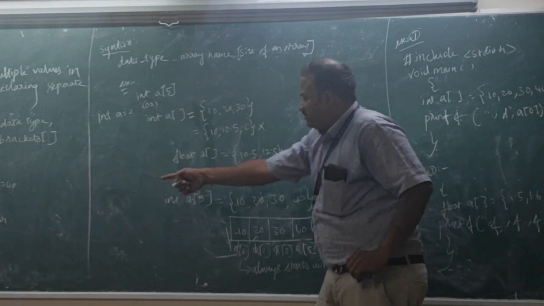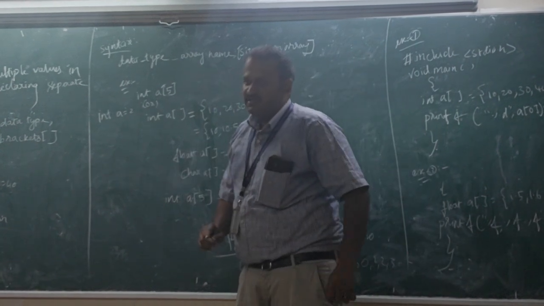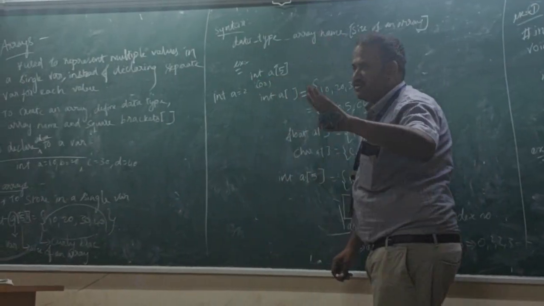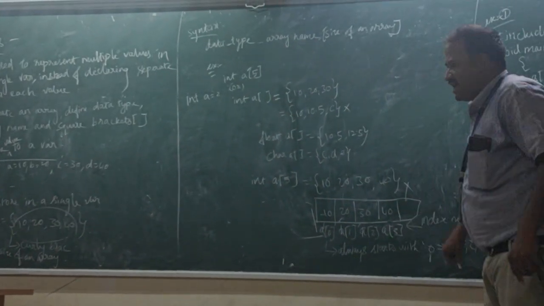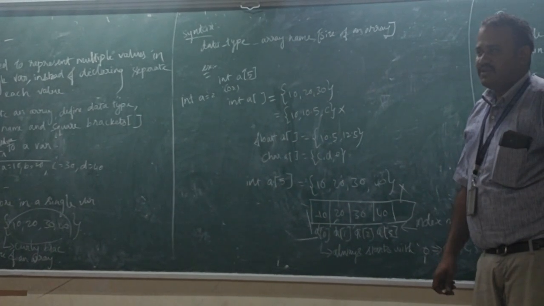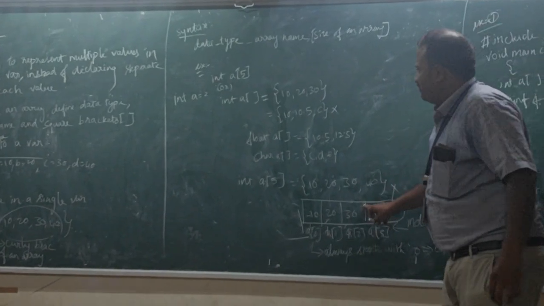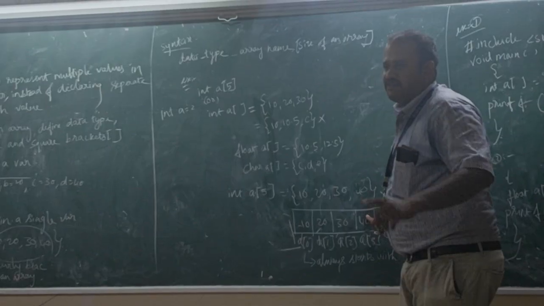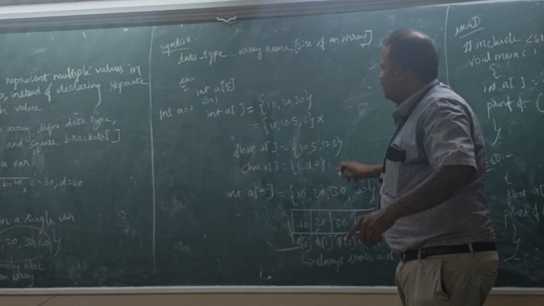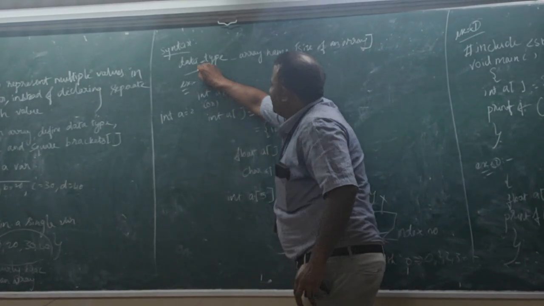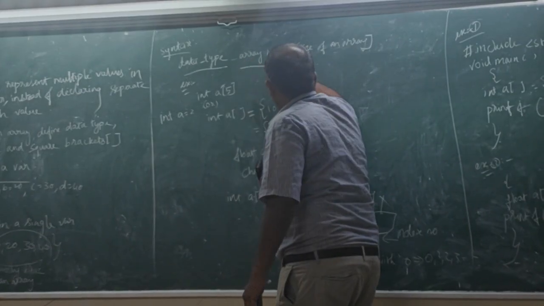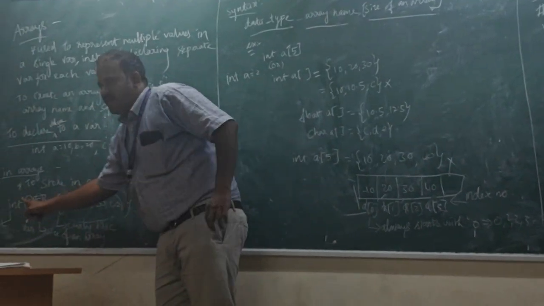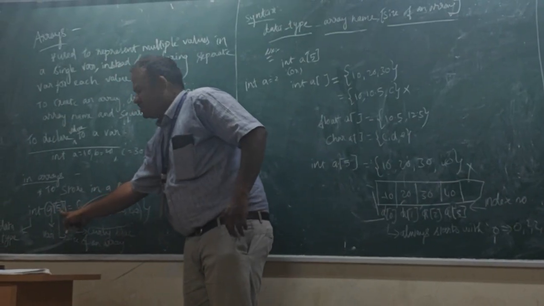Suppose I give the size of the array as 5 but I have only 4 values. The last one will be blank. So this is the way you represent the values in the form of arrays. The syntax is data type, array name, size of the array. Here the data type is int, the array name is a, and the size is 5.